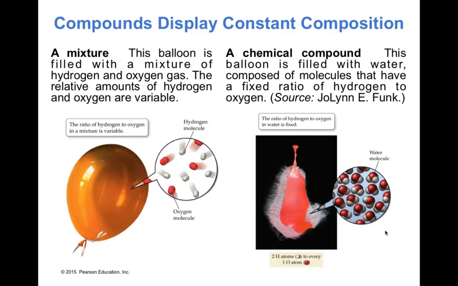In a compound, you have a specific ratio between those elements, and in a mixture, it's relative. It's going to depend on the sample, so it's not a specific ratio between those elements or compounds.